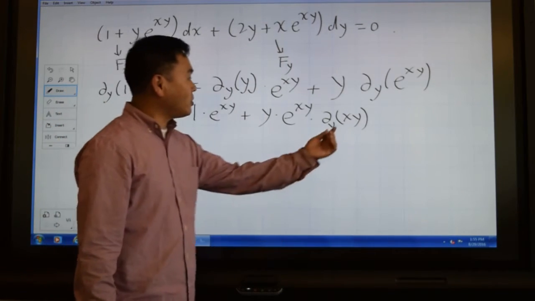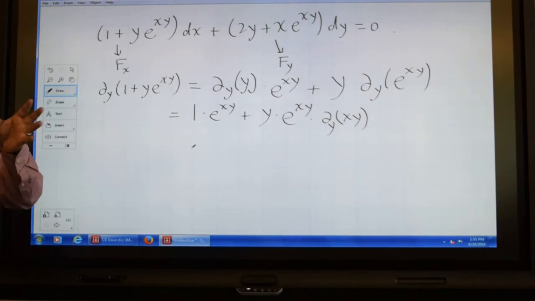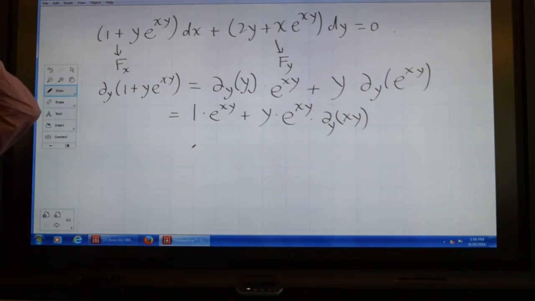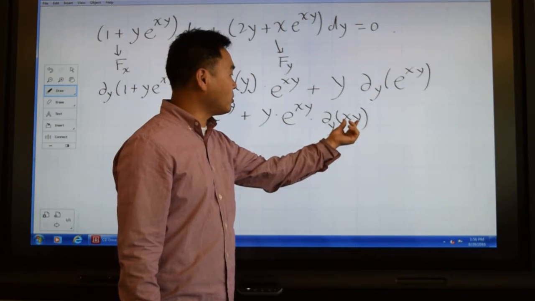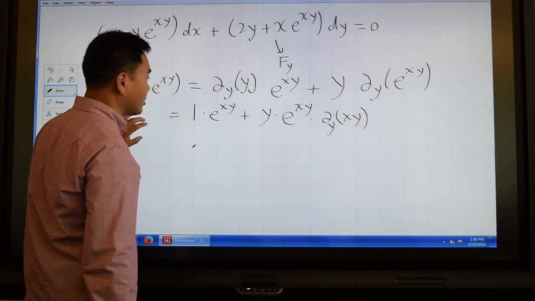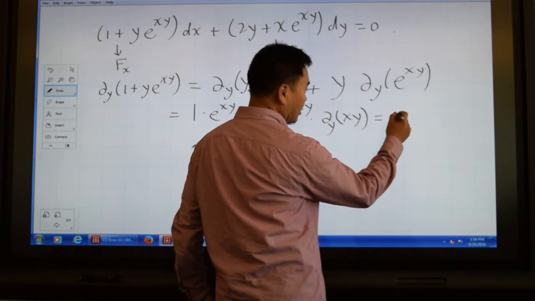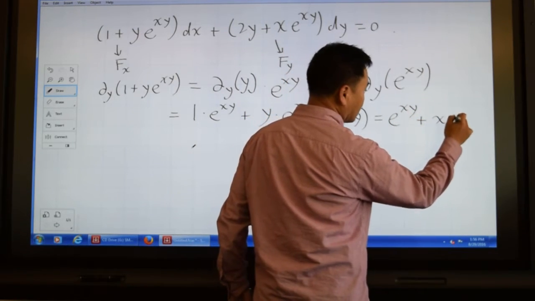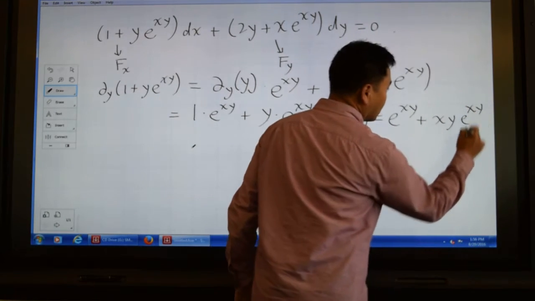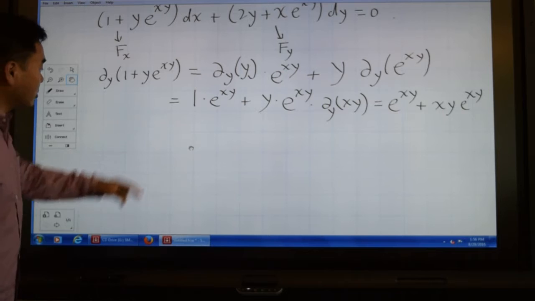And what do you get if you differentiate xy by y? x is a constant, so just like when you differentiate 3y by y, you get 3, right? So if you differentiate xy, you get just x. Therefore, the final thing that you get here is the following. Okay. Now let's check the other one.